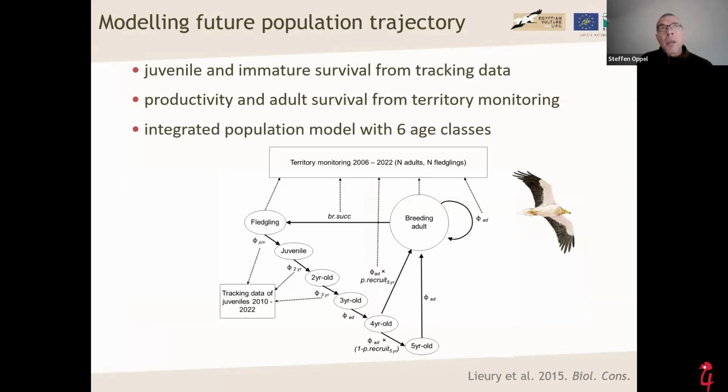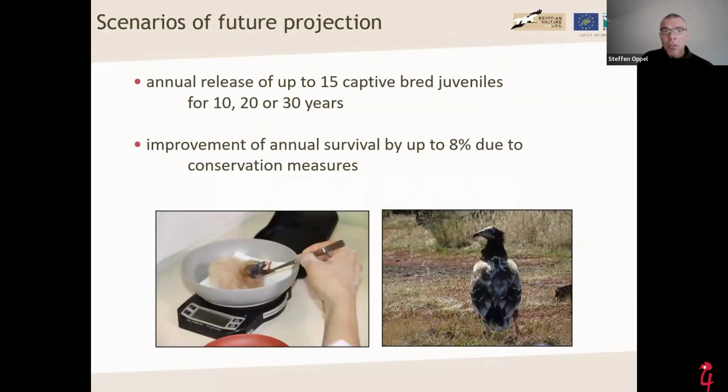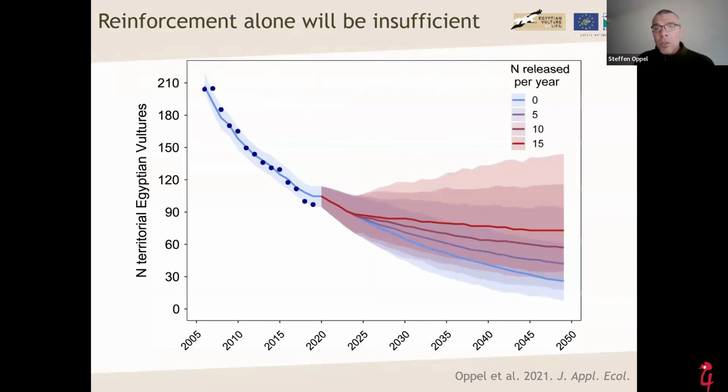And that model then allowed us to estimate how the population would be doing 30 years into the future under different scenarios. So we projected the Egyptian vulture population into the future based on releasing any number of juveniles up to 15 for the next 10, 20, or 30 years, because that was the main question that we had. How many birds do we have to release for how long to stabilize the population? And we also simulated that we would improve the annual survival of birds by up to 8% due to conservation measures like refurbishing power lines and trying to remove poison baits from the landscape and working with hunters to reduce direct persecution.